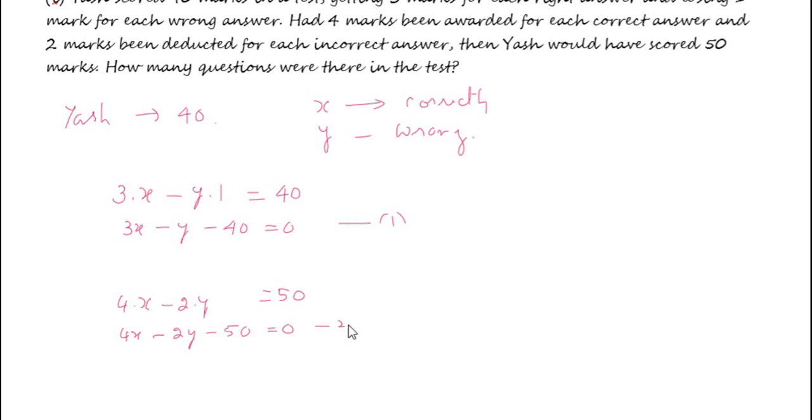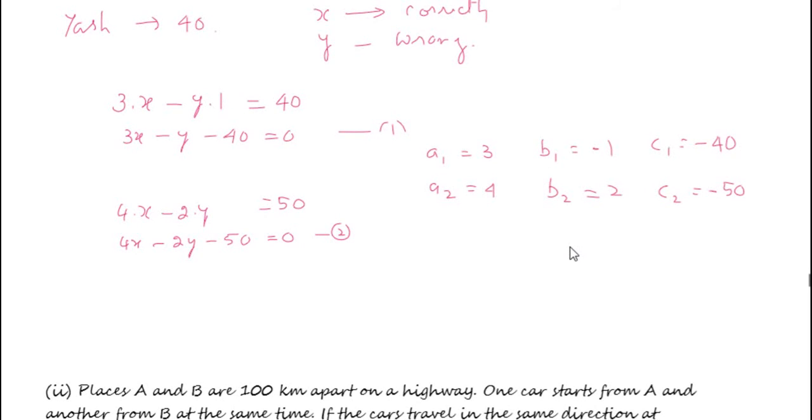This is equation 2. Now in this, a1 is 3, b1 is minus 1, c1 is minus 40. Now a2 equal to 4, b2 equal to minus 2 and c2 equal to minus 50. Now let us find out x and y.